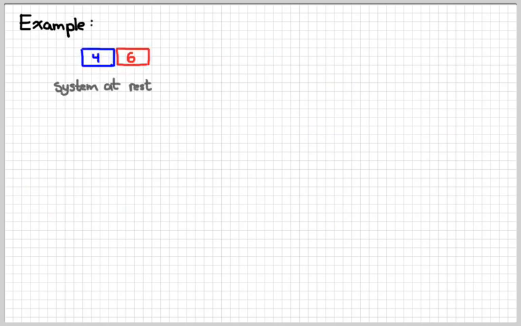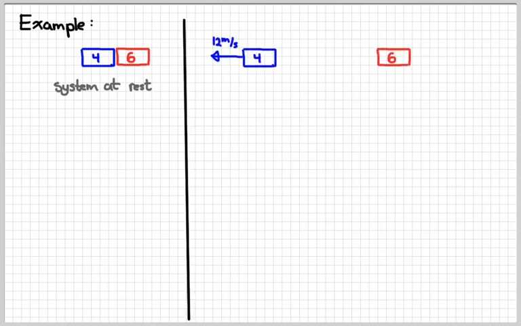So let's look at a simple example. Suppose we have two objects, a blue object of mass 4 kilograms and a red object of mass 6 kilograms, which is initially at rest. And then they're going to explode apart such that the blue object moves to the left at 12 meters per second. The thing we're trying to do is figure out the velocity of the red object.